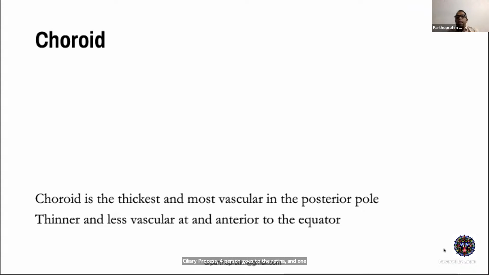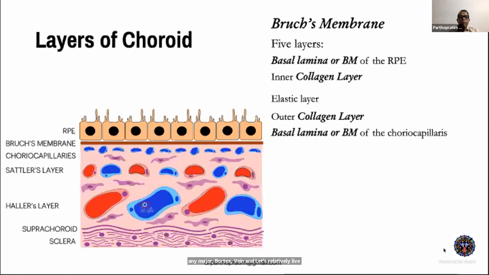Now, the choroid is thickest and most vascular at the posterior pole, and it is thinner and less vascular at the anterior and equator. That's why, when transscleral drainage of subretinal fluid is performed during retinal attachment surgery, the sclerotomy is usually made at or slightly anterior to the equator, near the 3 o'clock or 9 o'clock meridians. These are locations far away from any major vortex vein and relatively less vascular compared to the posterior.